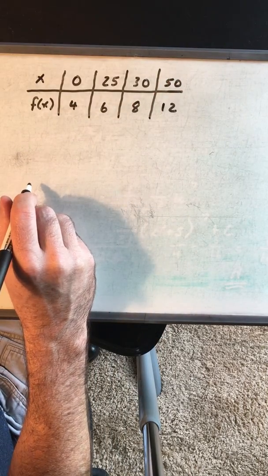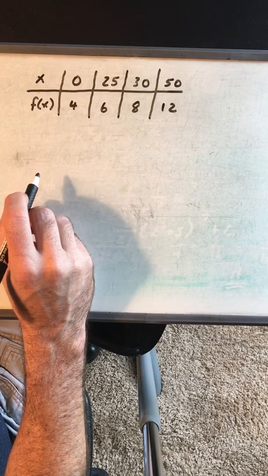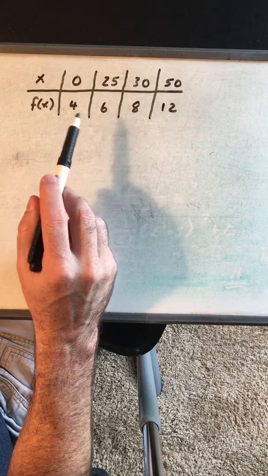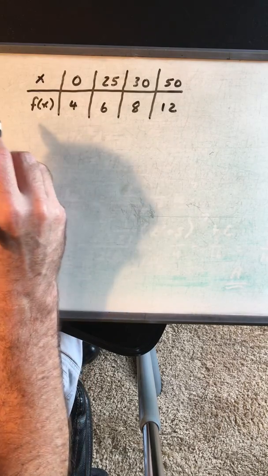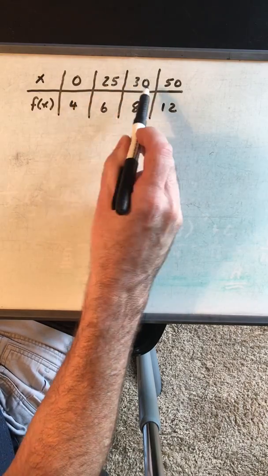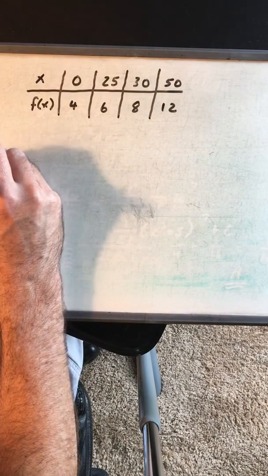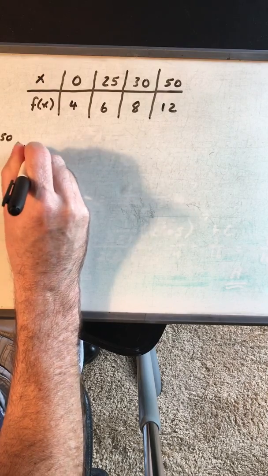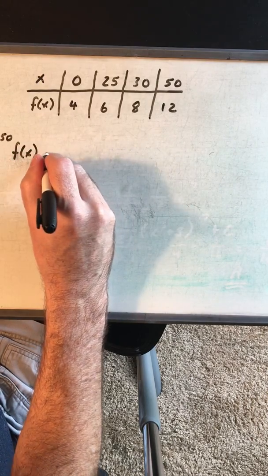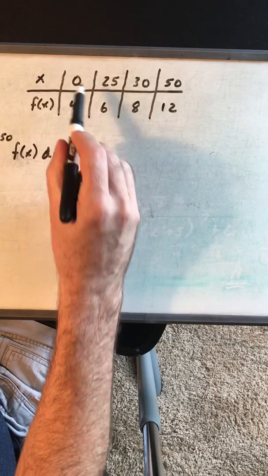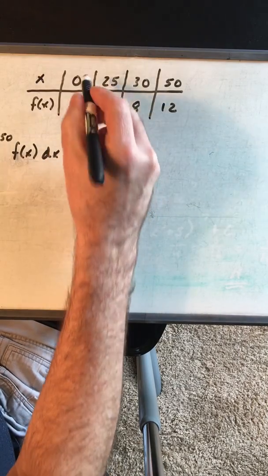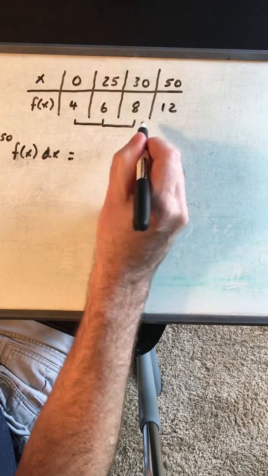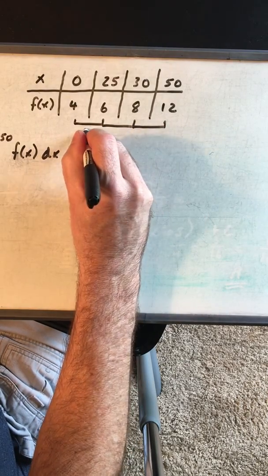The question says use a left Riemann sum. So that means you use the left side to get the height of the rectangle. And they tell you the intervals 0 to 25, 25 to 30, 30 to 50. So our estimate of the integral from 0 to 50 of f of x dx is going to be the area of these 3 rectangles, okay? Rectangle 1, rectangle 2, rectangle 3.